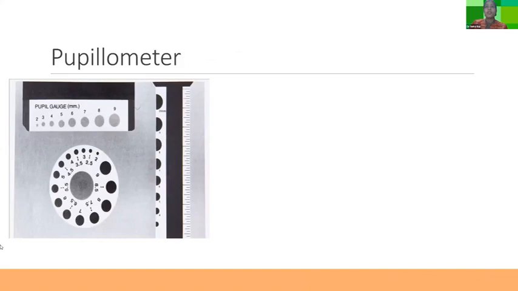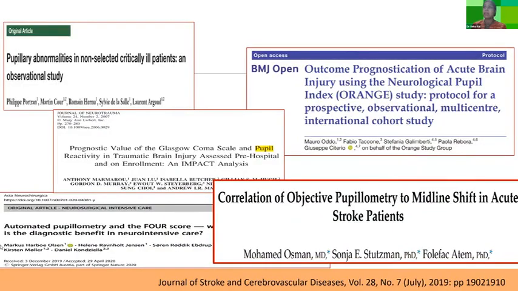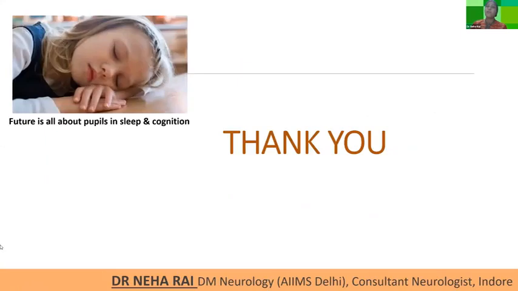The future: we used to use a pupil gauge to measure the pupil, but now it's being replaced by a pupilometer. So the future is of the pupilometer. There are a number of studies coming, on the use of the pupilometer in grading brain injury, and even correlating the pupilometer findings with midline shift in acute stroke patients. And the future is also about the pupils in sleep and cognition. I hope we all are awake.